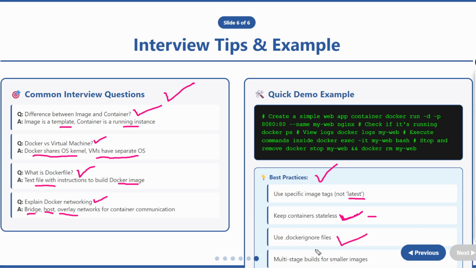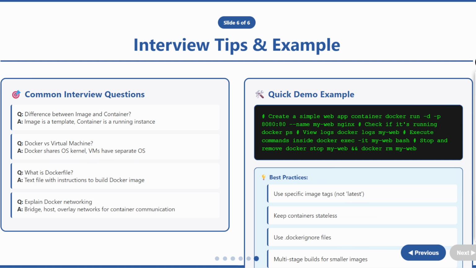Okay, we'll discuss this later. Basically, it will ignore whatever files are unnecessary. Okay, and multi-stage builds for smaller images. Okay, whenever you use multi-stage builds, the image layers will be reduced, and it is also one of the best practices to follow in your Dockerfile and containers.